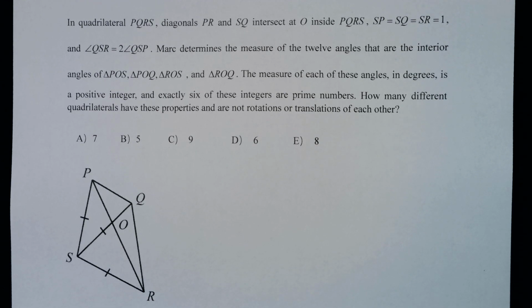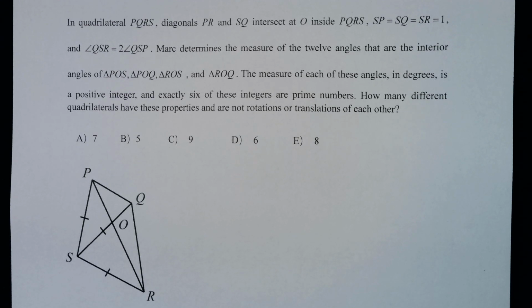Today we get another question here from the GAUSS quiz, and as always, let's first start off by reading the question. So, in quadrilateral PQRS, diagonals PR and SQ intersect at O. Inside PQRS, SP equals SQ equals SO, which is going to be equal to 1, and angle QSR is going to equal double of angle QSP.